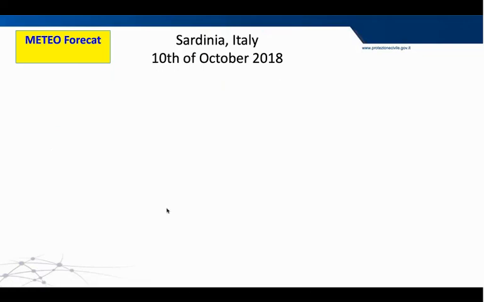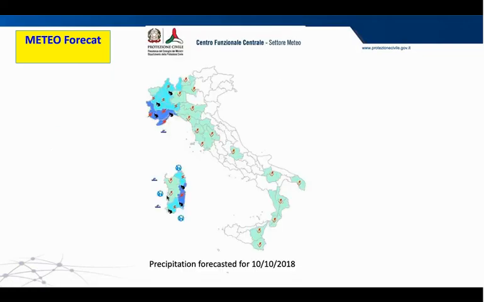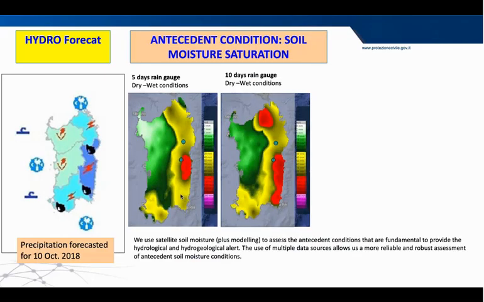So we had this forecasted precipitation. This is the bulletin related to this event. You can see that we have the more intense forecasted precipitation in the center, middle part of the island. And we also have some precipitation in the north and the south, and this precipitation is related to convective precipitation with the occurrence of lightning. So this is the forecast that we received from the meteorological point of view.